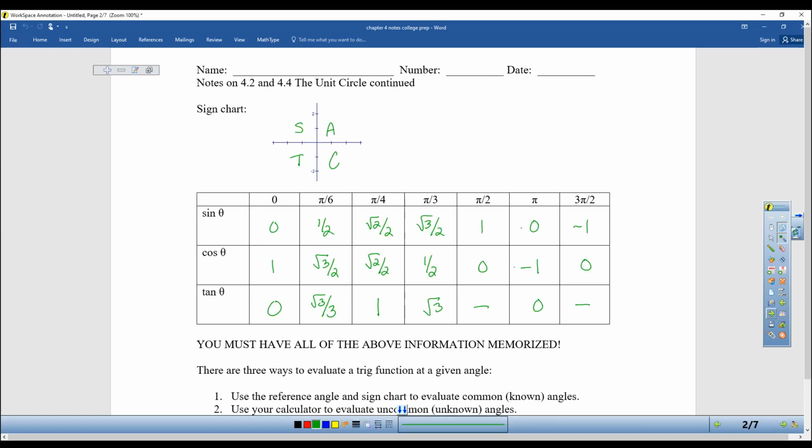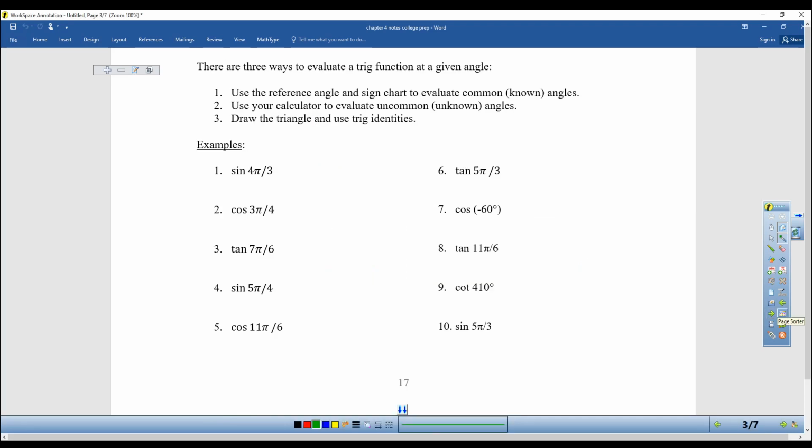All right, and I did go ahead and fill it in if you would like to check it. But we're going to go ahead and pick up right where we left off yesterday with some examples, just because I know this is hard and I want to help you get good at it.